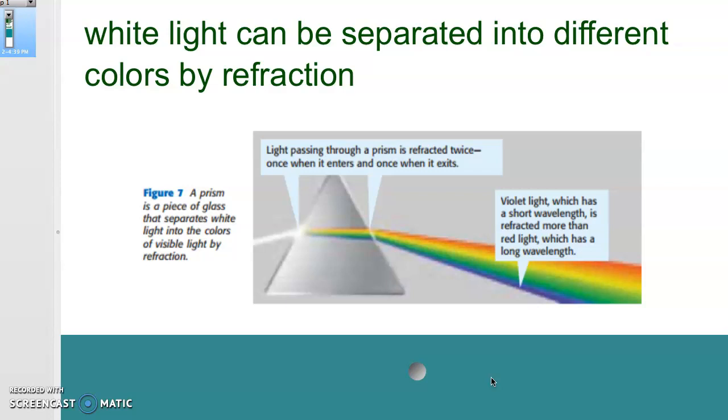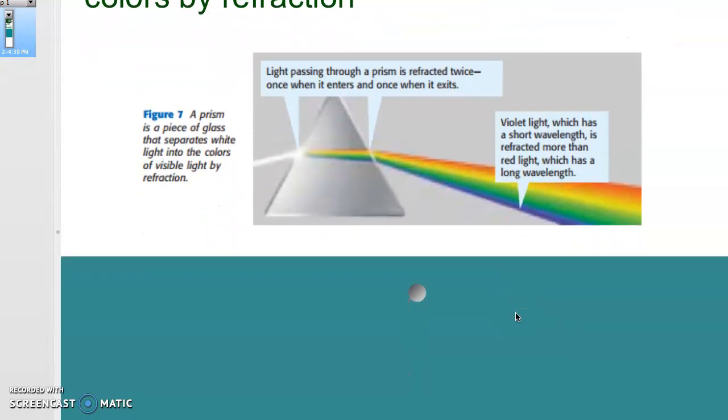A prism is a piece of glass, right? It separates white light into the colors of the rainbow, or the colors of visible light, by refraction. It's going to pass through right here, and it's going to be refracted twice. It's going to happen when it enters and when it exits. For example, violet light is the shortest wavelength, and then as you move through, red is the longest. That's what creates that difference and the colors of the rainbow there. So that's pretty cool.